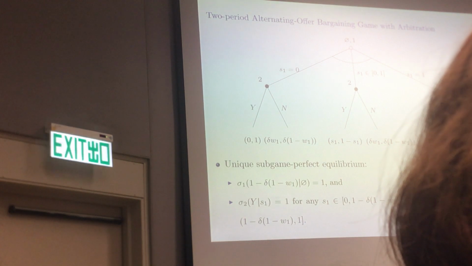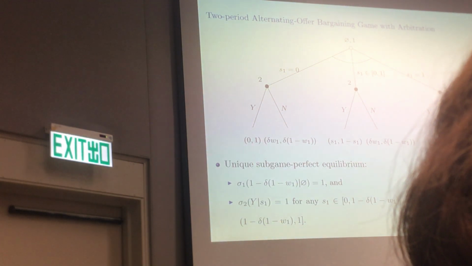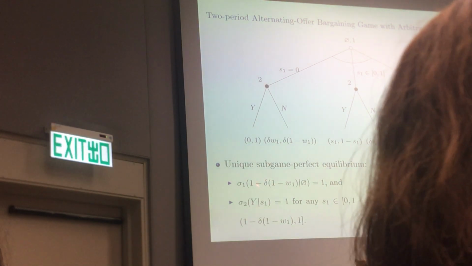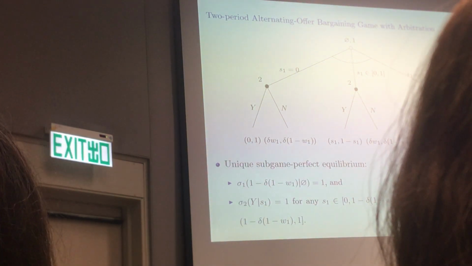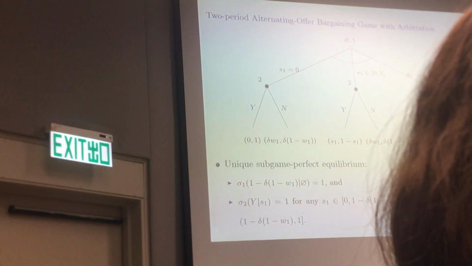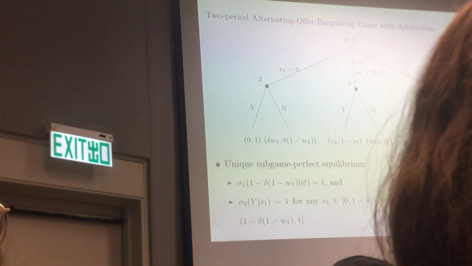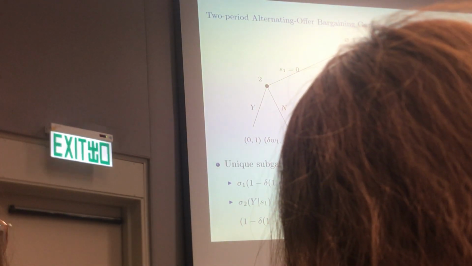So, yeah, again, the calculation can be messy. It can be not easy to get the exact answer here, 1 minus delta times 1 minus W1. But I think the idea of the entire process has to be clear too. So you can check whether my calculation is correct or not after the lecture by yourself.